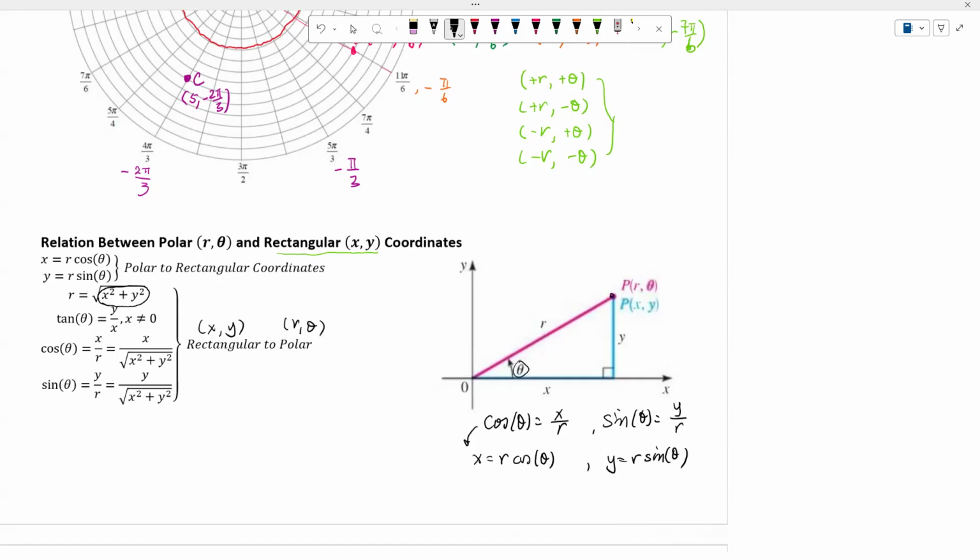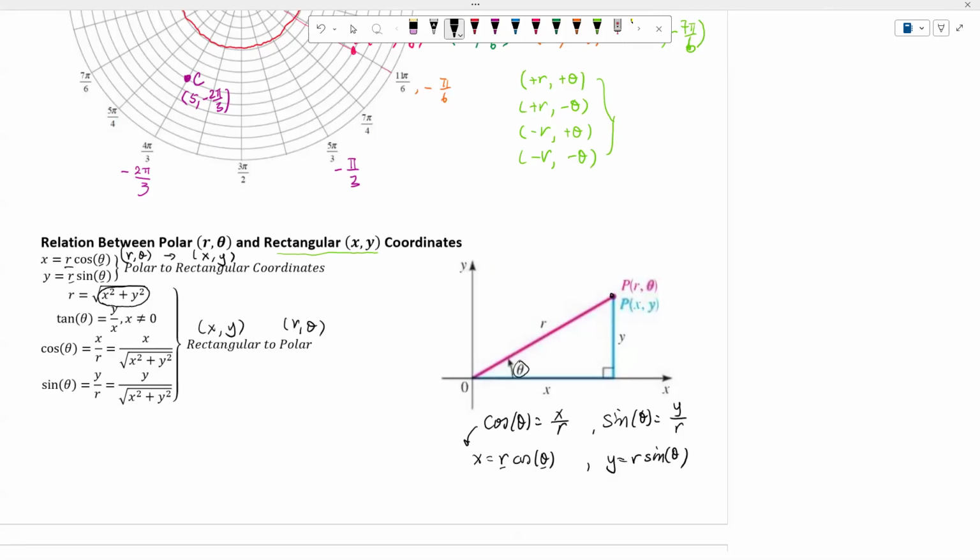So meaning right now, if I have r and theta, then we could use this to help us find x and y. Therefore, again, if we have r and theta, we could use the formulas x equal to r cosine theta and y equal to r sine theta to find the rectangular coordinate system.